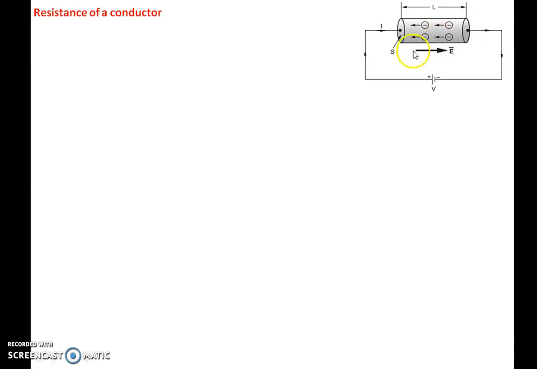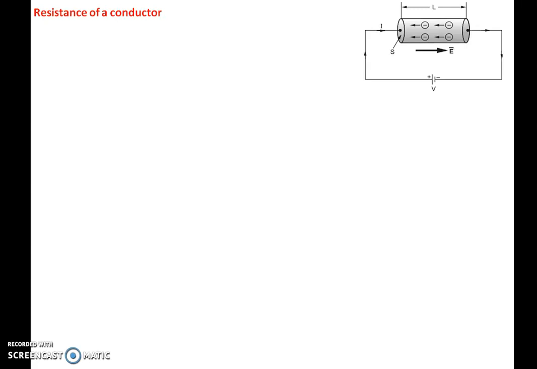So the flow of current in the conductor is in the direction of the applied electric field. If I consider the electric field in this direction, then the electrons are moving from this end to this end, and the current will be moving from here to here. I am already considering the length of the conductor to be L and the surface area of the conductor to be S. I am also assuming that the direction of the current is normal to the surface area.